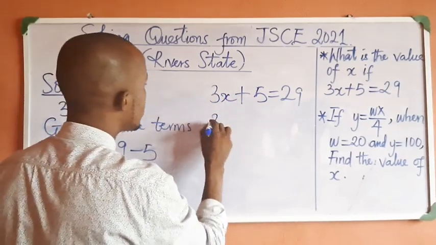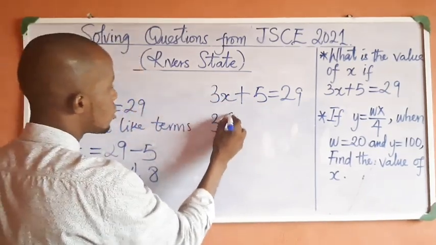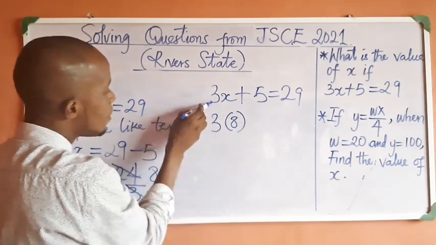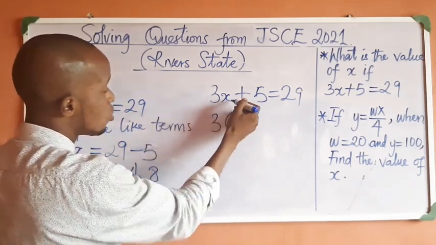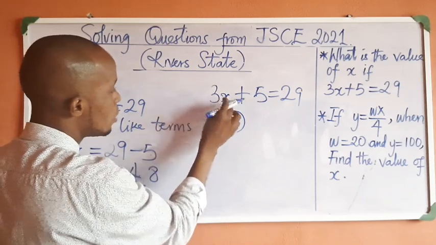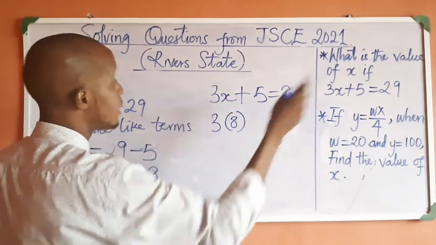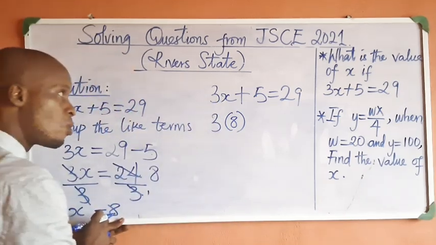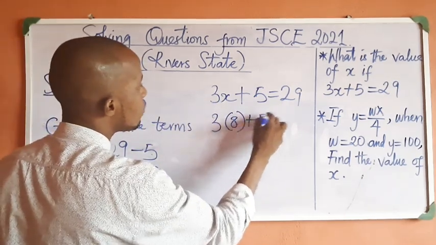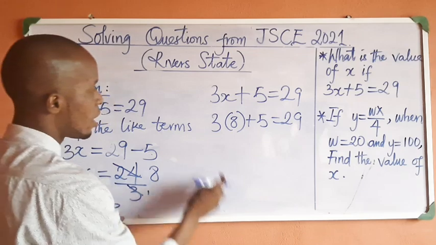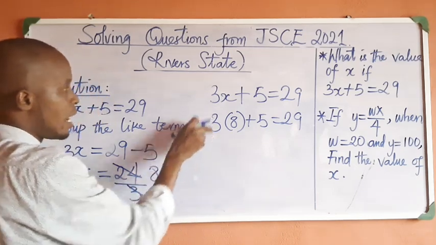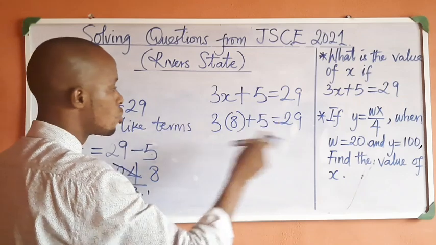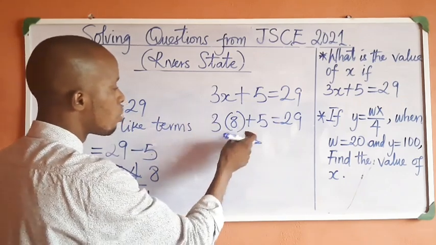Okay, this is 3, and now I see x, I'm changing it to 8. Of course, if a number and a letter are written together, there is a separation between them, and that separation is multiplication. So I've changed the x to 8. That is the value of x, plus 5 equals 29. If I have a number outside and a number inside the bracket close to each other, what am I supposed to do? What I should do is to multiply.